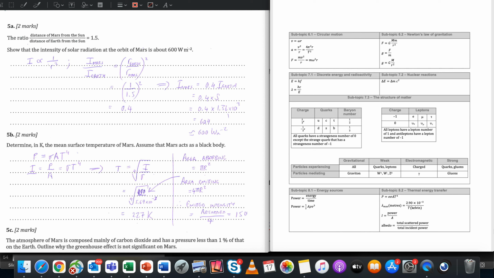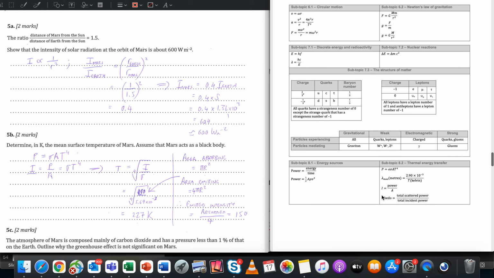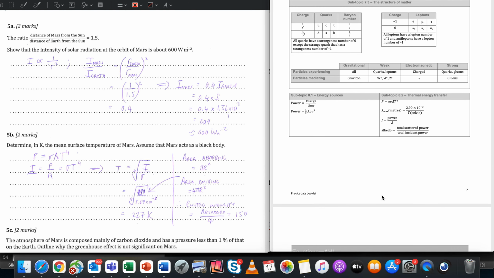Okay, this is a question which on the surface you might think is about gravitational fields, etc., because we're dealing with Mars and the Earth, but actually it's from our energy resources topic, section 8. So we'll have a look at this just now. We're asked to think about the intensity of solar radiation at the orbit of Mars, and we're asked to prove this value. How are we going to prove that?